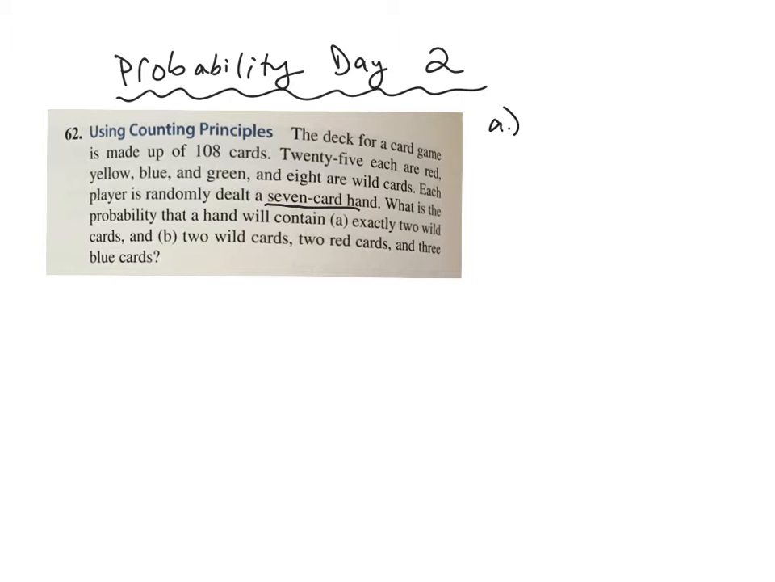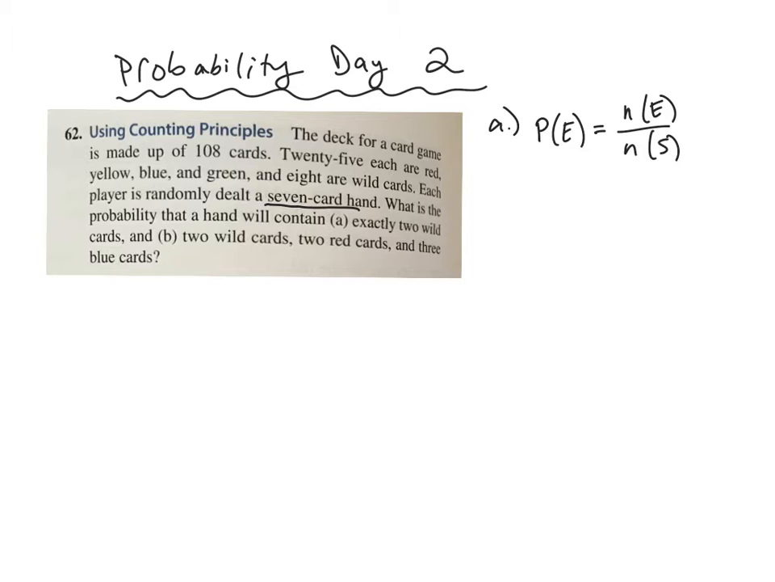Exactly 2 wild cards. Well, when we're thinking about probability, remember we would need to think about the number of events for the particular question out of the total number of events. So the probability of the event, remember, is the number of events out of the number in the sample space. So let's start with the denominator.